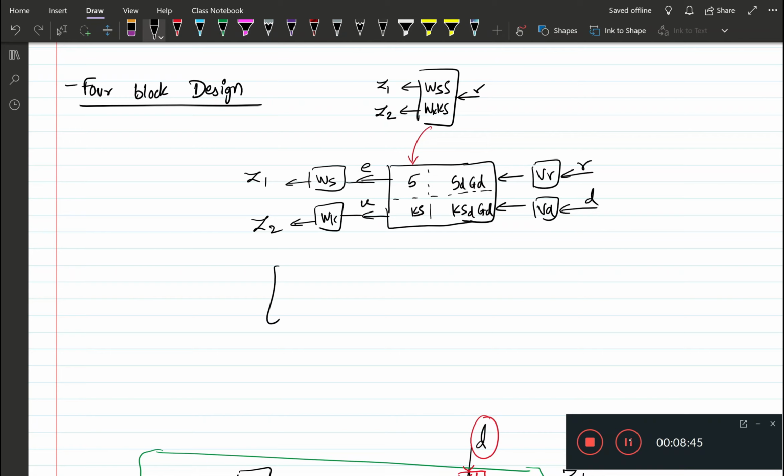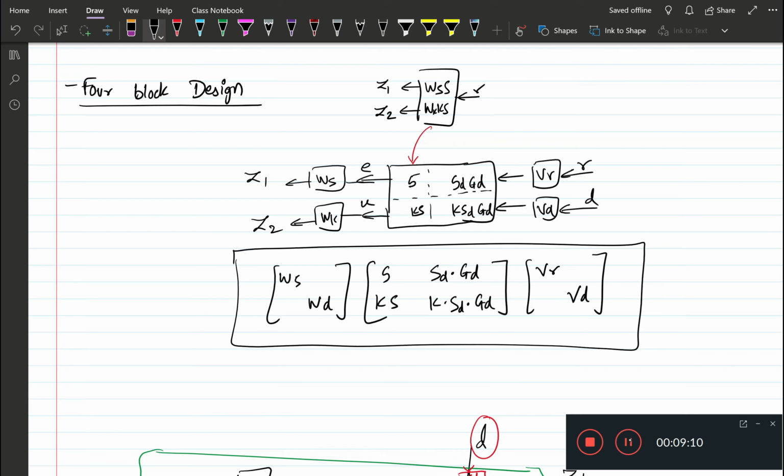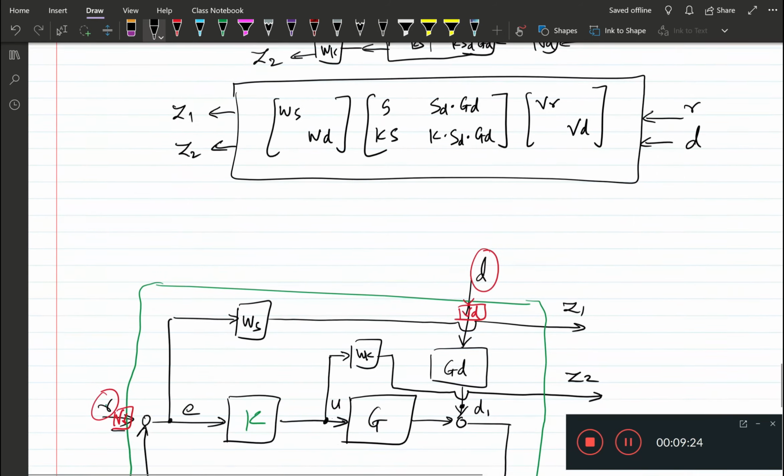This would be Ws Wd times S, Ks S times Gd, K times S times Gd, and Vr and Vd. So that would be our closed loop from R and D to Z1 and Z2. Now we are looking for a controller K that minimizes the H infinity norm of this transfer function.